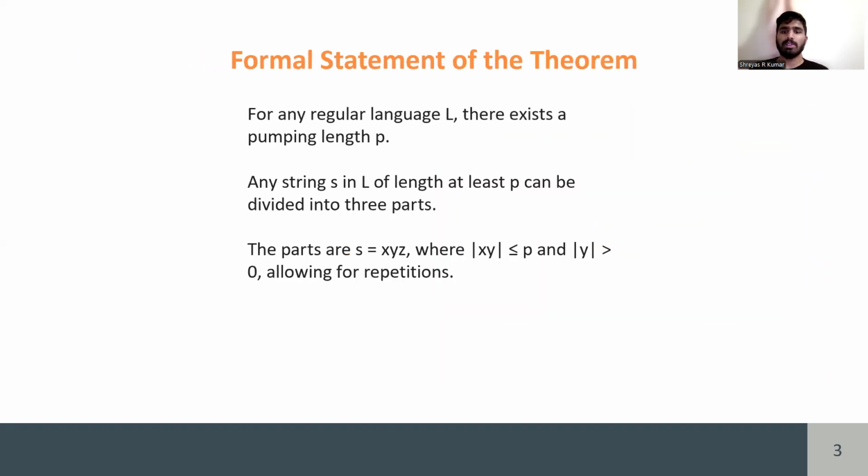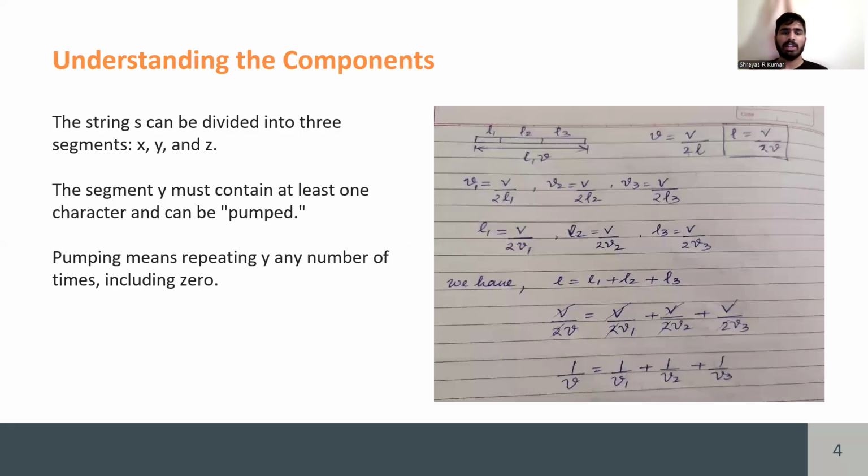Formal statement of the theorem. For any regular language L, there exists a pumping length P. Any string S in L of length at least P can be divided into three parts, S equals XYZ, where the length of XY is less than or equal to P and the length of Y is greater than 0, allowing for repetitions. Understanding the components: the string can be divided into three segments X, Y, and Z. The segment Y must contain at least one character and can be pumped. Pumping means repeating Y any number of times, including 0.